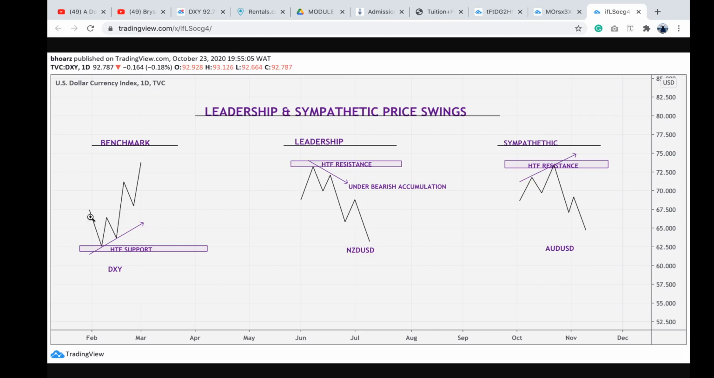But now, if we see the DXY making higher lows off a support level, we see New Zealand dollar making lower highs off a resistance level, but Aussie is making higher highs off a resistance level.